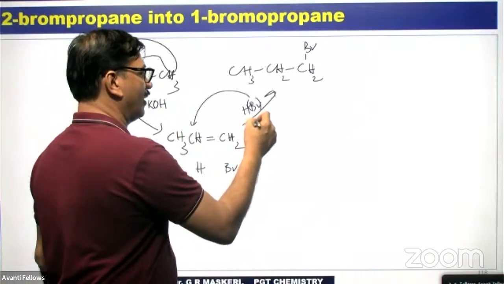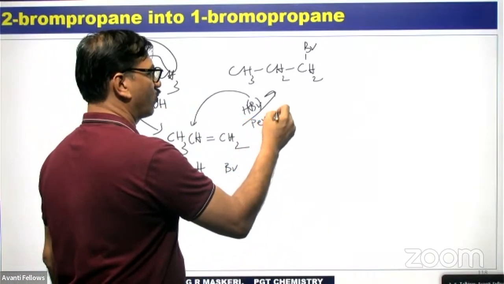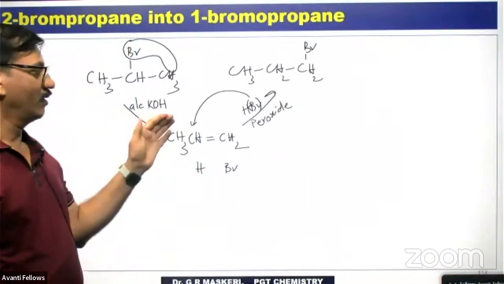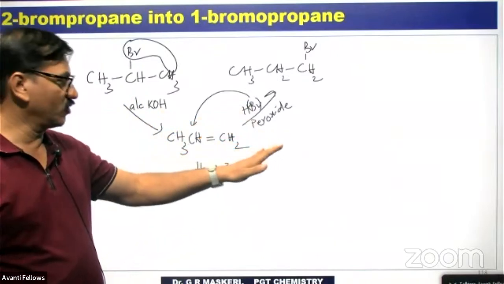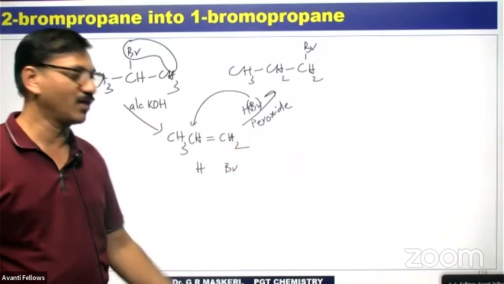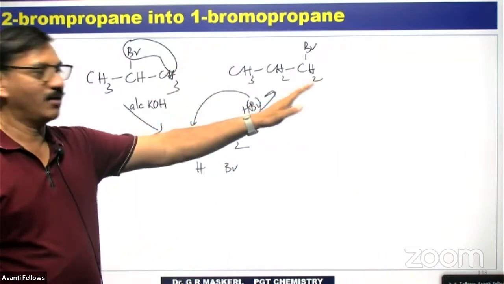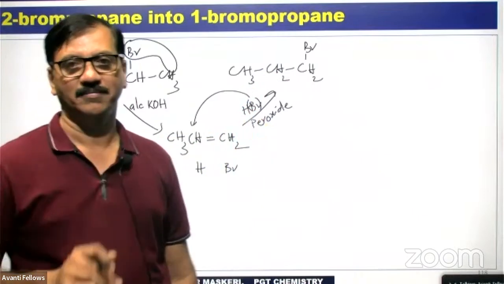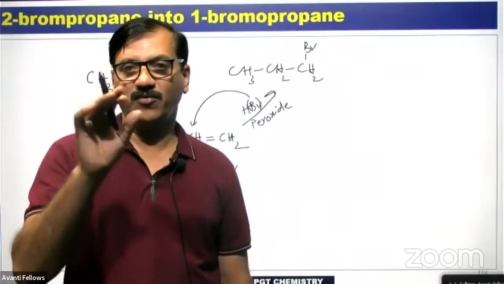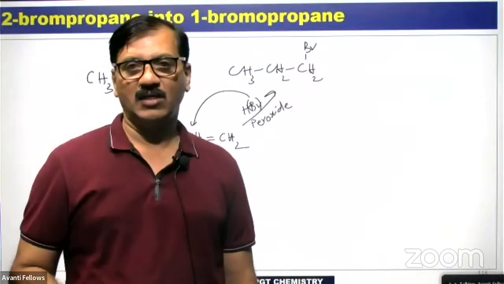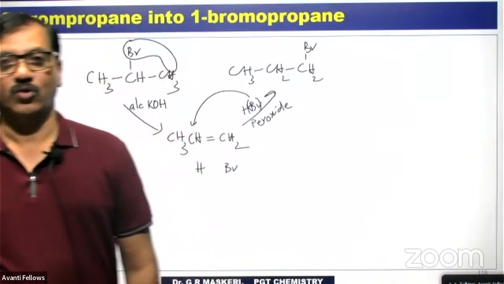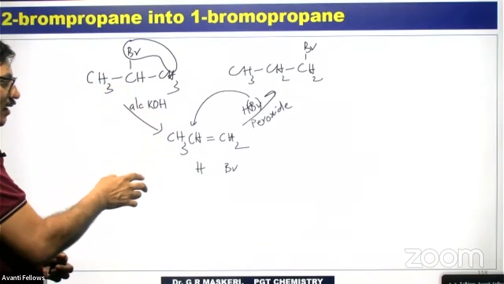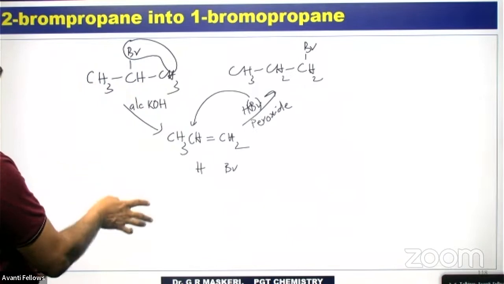We have to do anti-Markovnikov addition. Therefore, we have to add peroxide. HBr with peroxide will give anti-Markovnikov addition. You may write here also anti-Markovnikov addition, and Br will be added here and H will be added there. So every reagent that you write is important, so you have to mention it. If you do not mention peroxide, then marks will be cut, right? So for change of position, this is the technique that you can employ, right?